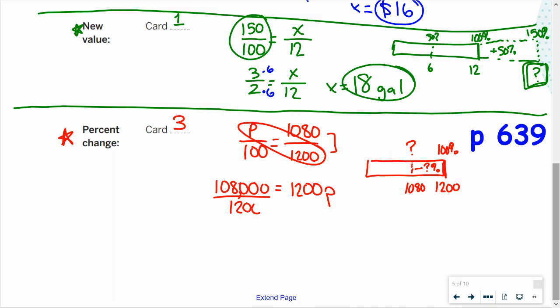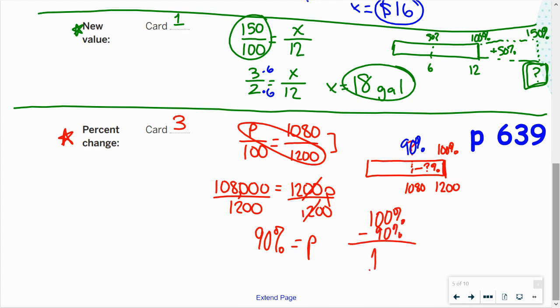Divide both sides by 1200. In so doing, you'll find 90%. At this point, you're saying 90%, it didn't go down. Oh, wait a second. Okay, hold on. This was 90%. So next step, 100% is the starting quantity, went down to 90%. What was the change? And that is our answer, ladies and gents. It's going to be a 10% decrease.